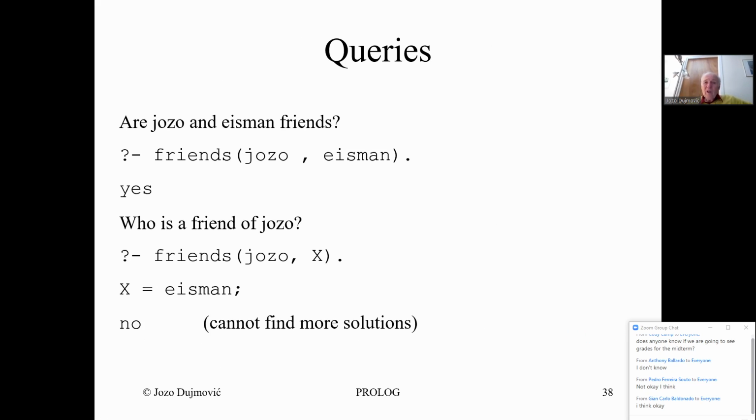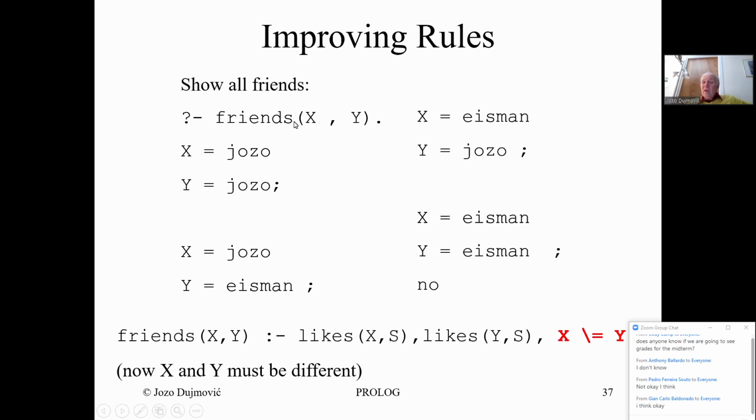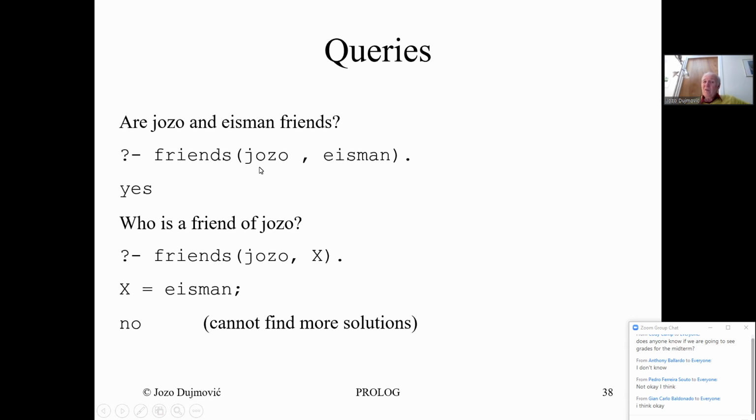Now, what you can do in this case is three things. One is to ask what is X and what is Y in this function friends. So this is extremely important. Both X and Y are outputs. So I get outputs XY, XY, XY, XY. However, I can also use these as inputs. So I can say inputs are Yozo and Eisman. Go through this database of facts and rules and tell me, can you satisfy this rule with Yozo Eisman?